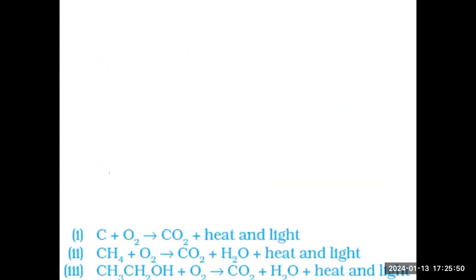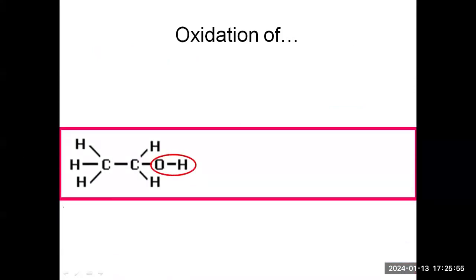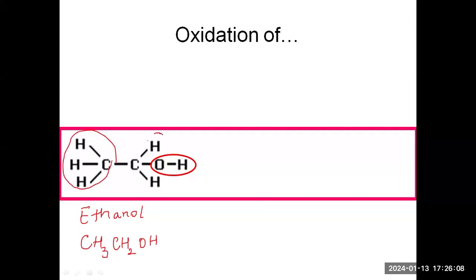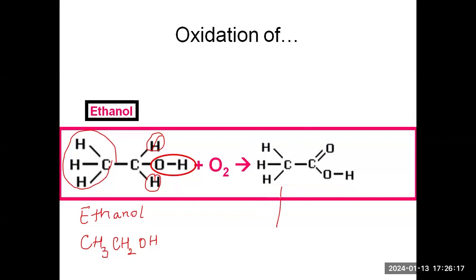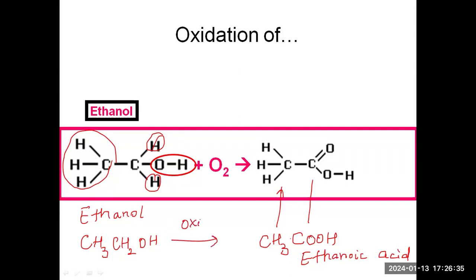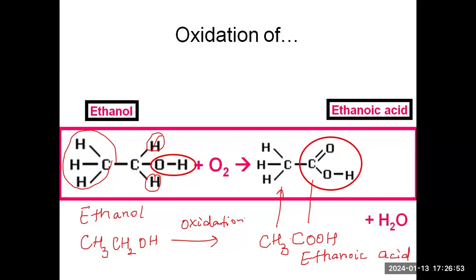Okay. Now, the first example here is ethanol. This is ethanol, CH3CH2OH. You can see this is CH3, CH2, and OH, right? Now, if we add oxygen into it, it converts to CH3COOH. This is called ethanoic acid, right? So when oxidation of ethanol takes place, it converts to ethanoic acid. Now we cannot simply add oxygen into it, but we need to use some agents. That agent is called oxidizing agent. Let us see what those oxidizing agents are.